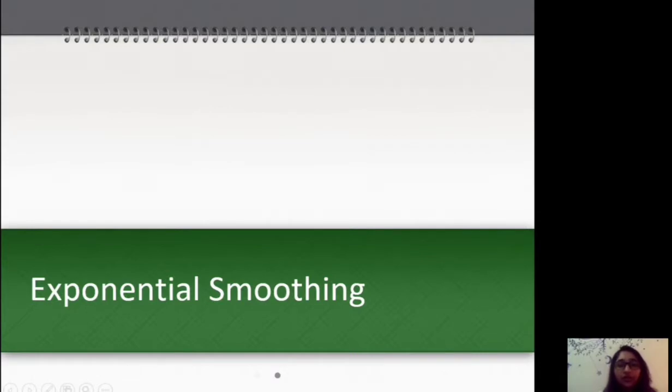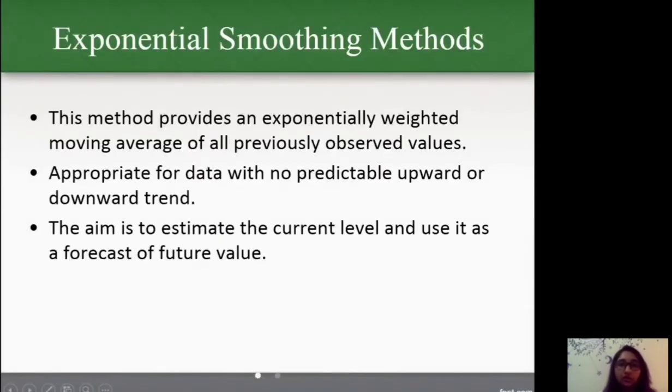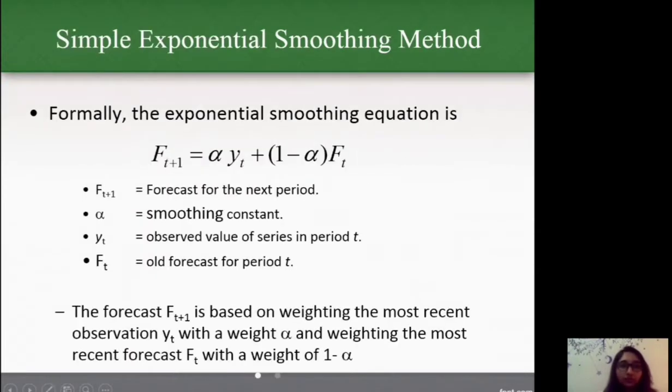Now, we see there are a lot of fluctuations, be it in supply, demand, productions, inventory, etc. So, to make these variations and fluctuations smooth, the exponential smoothing method is used. This method provides an exponentially weighted moving average of all the previously observed values, appropriate for data with no predictable upward or downward trend. This aims to estimate the current level and use it as a forecast for future value.